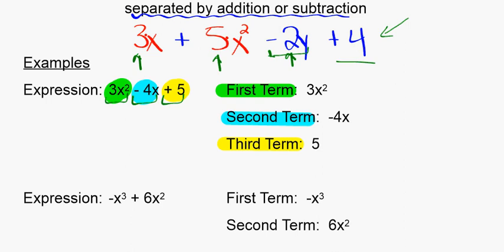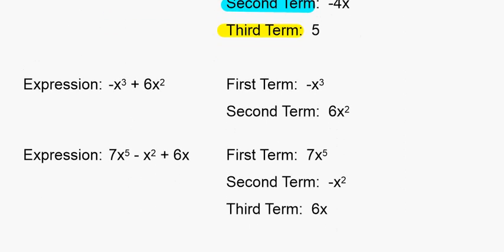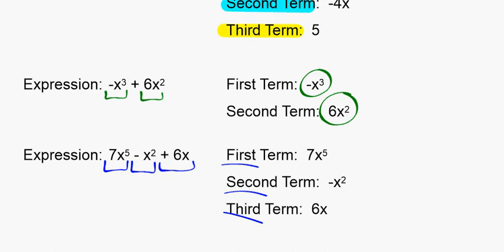The next expression, you can see we have a -x cubed and a 6x squared. Those are your two terms. And then down here, we have a 7x to the 5th, a -x squared, and a +6x. Those are your 1, 2, 3 different terms.